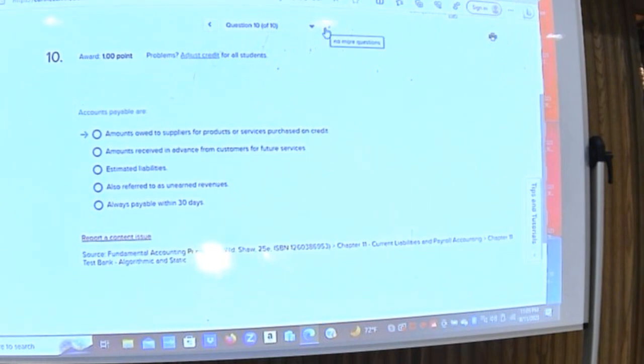Finally, number 10, accounts payable. This is redundant, so you get a little bit of a break there. Accounts payable amounts owed to suppliers for products or services purchased on credit. We've had that question before, so it's repetitious, but maybe it bears repeating.